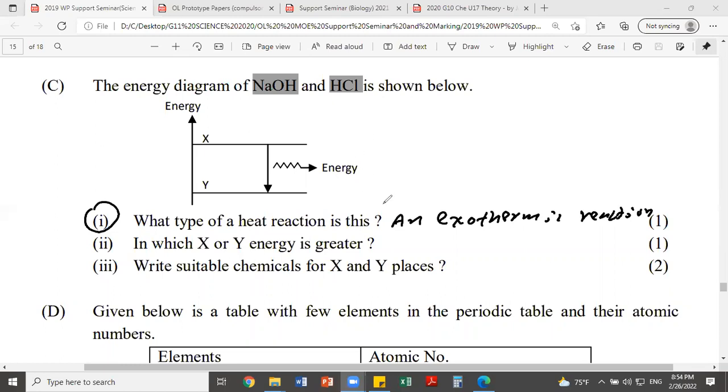Okay, I didn't get the answer properly. Again, I'll ask the answers. Out of X and Y, which one has higher energy? Some of you are telling X, some of you are telling Y. Look at the Y axis, this way does the energy increase or decrease? Look at the middle arrowhead.